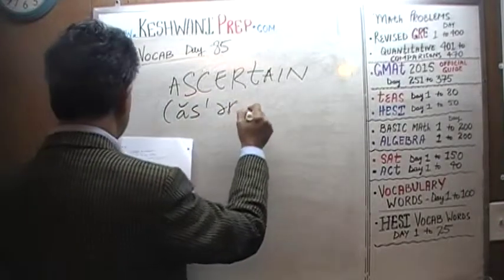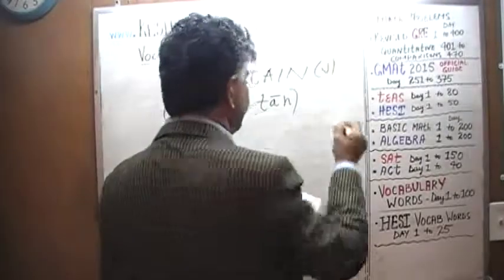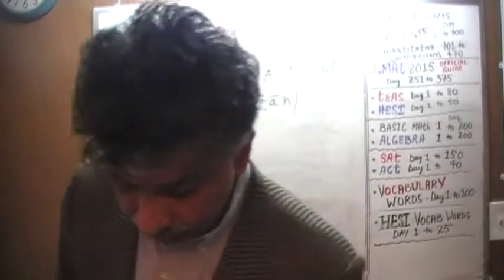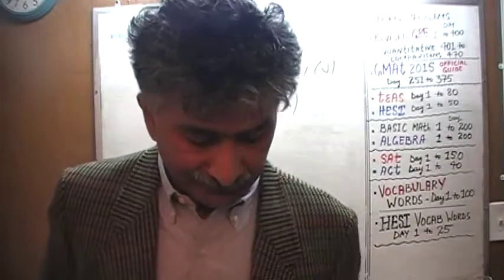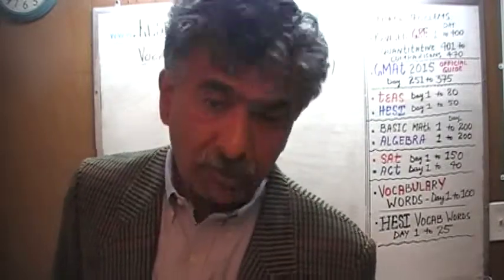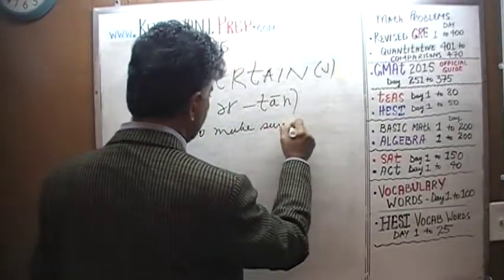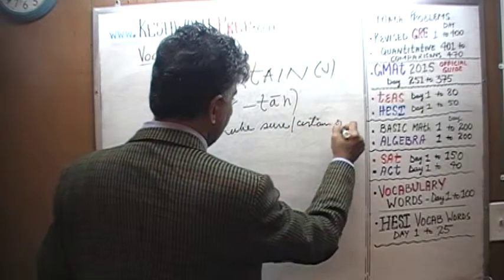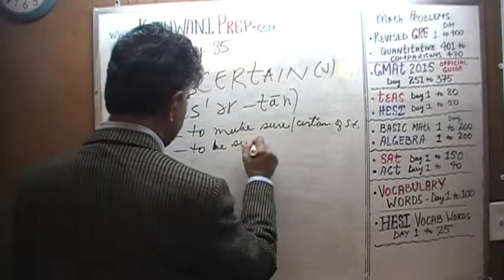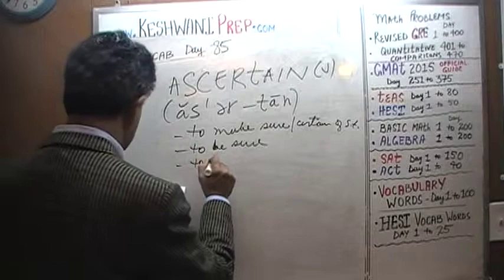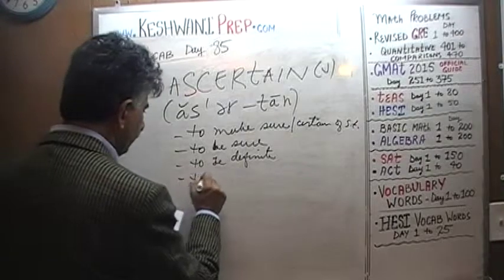It's a verb. I realize it's a verb because I was about to tell you what it means, and I realized it would have to be a verb because it means to do something. It means to ascertain, to make sure or certain of something. It means to be sure, to be definite. It can also mean to examine something.